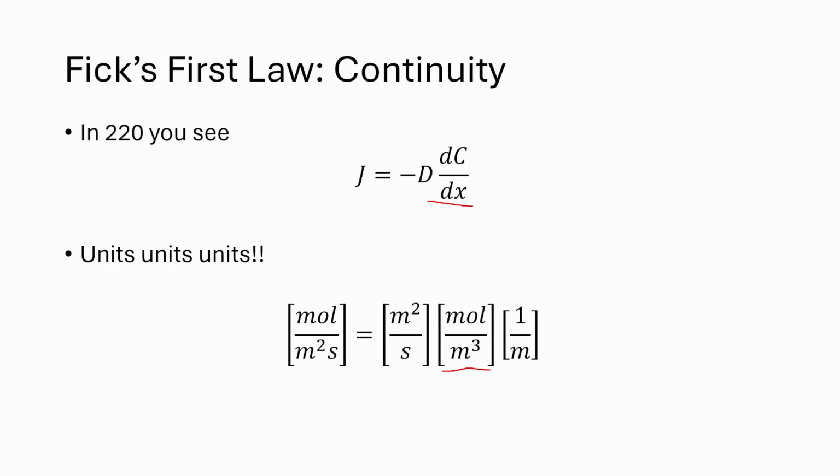So you have moles per volume, and that is the concentration C. And then you also have a 1 over meters from the derivative. I know I said this before recently. I'm going to say it again because it's a big deal. Derivatives have units. It's the units of the variable you're differentiating with respect to. d/dx, the x is in the bottom. That's a 1 over distance, so it's 1 over meters from that derivative.